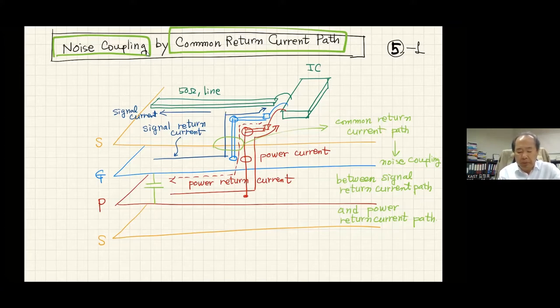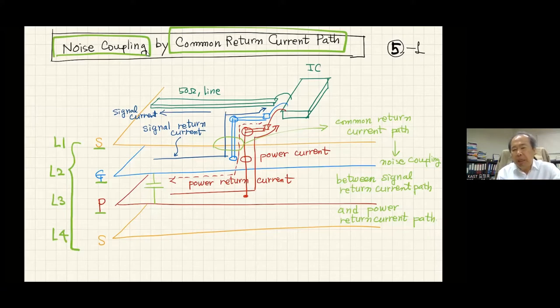Let's assume that we have a four layer PCB. Layer one is signal, layer two is ground, layer three is power, layer four is signal. This is a very typical design of a four layer PCB.